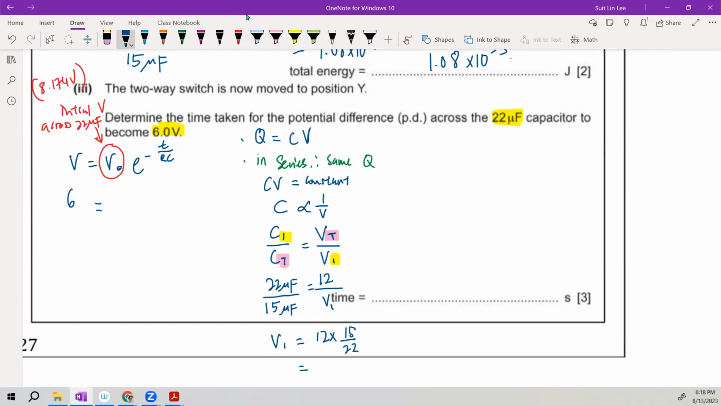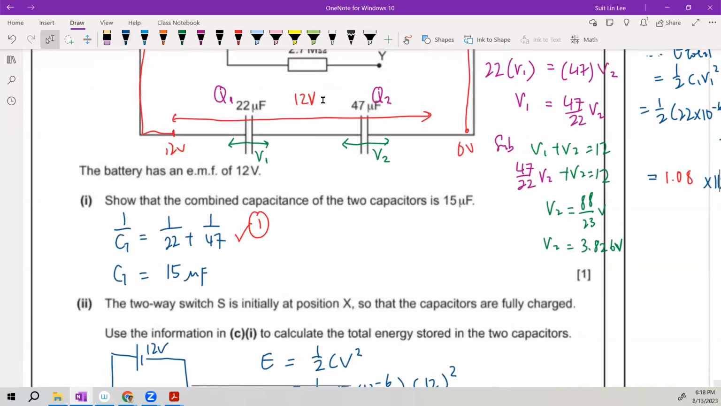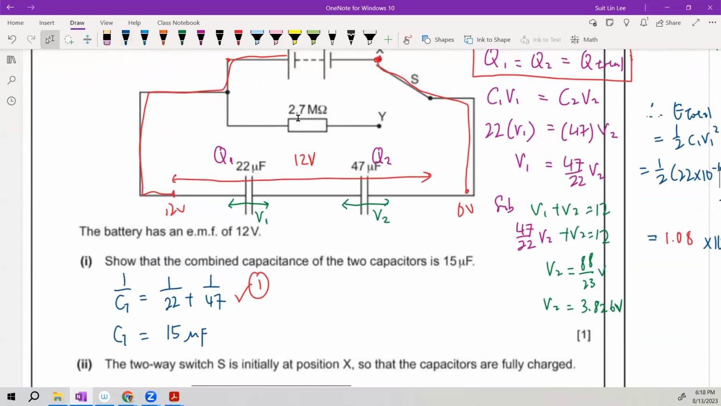You know it's wrong when it's more than 12. 8.181818. Okay lah, 8.18 is close enough to 8.174. 8.2. Stick to 2SF because all the data is 2SF. Then you can find the time because we know the resistance that they're discharging, 2.7 mega ohm.